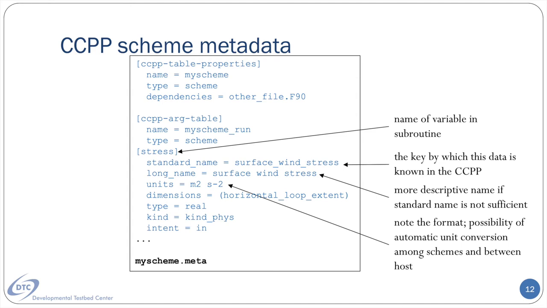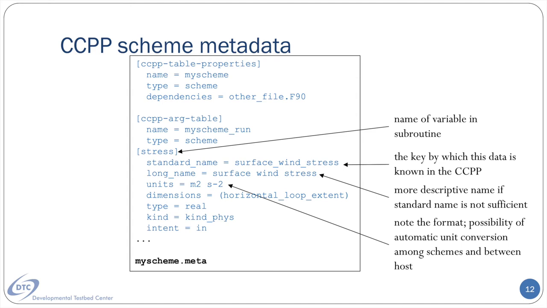Every CCPP scheme that uses a given variable and every host that provides a given variable should use the same standard name. These standard names are based on the CF conventions, although the CCPP is in the process of extending these guidelines for our use. A well-defined set of rules for constructing new names is under development. Afterward is the so-called long name. This attribute serves more of a documentation role, especially if the standard name is insufficiently detailed.